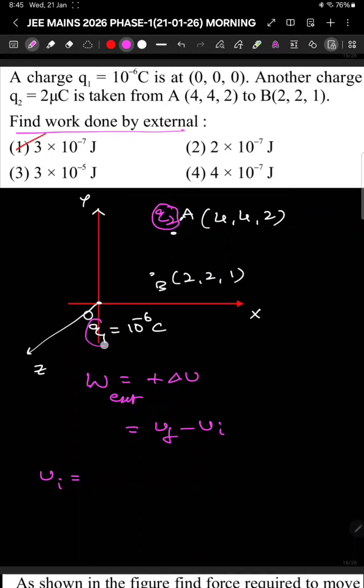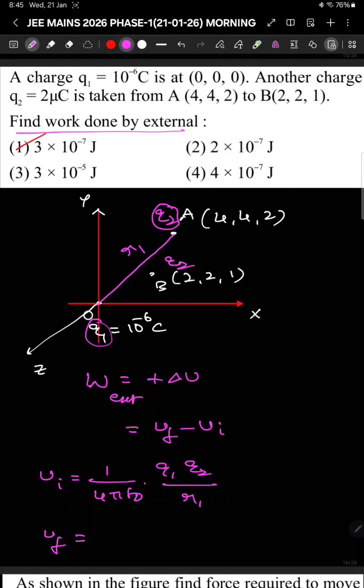So the potential energy between Q1 and Q2 will be 1 by 4 pi epsilon naught, Q1 Q2 by distance. From Q1 to A, from the origin to A, the distance is R1. That R1 distance we can find and substitute here, and you will get the initial potential energy. For the final potential energy, when Q2 is brought to B, let us take separation R2. The potential energy formula becomes 1 by 4 pi epsilon naught Q1 Q2 by R2, since at the final position Q2 is at B.